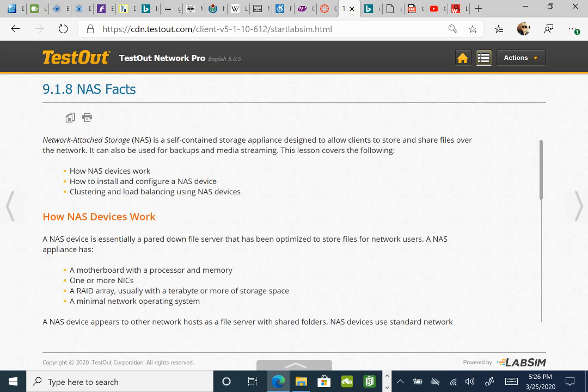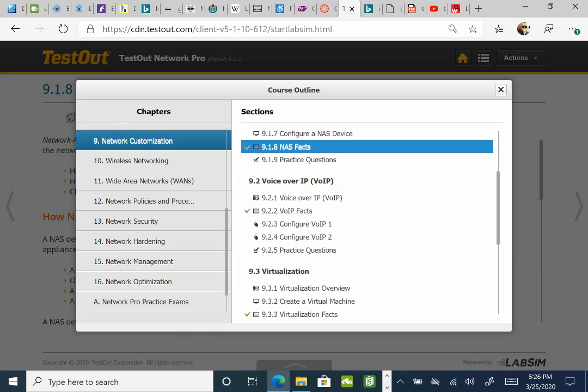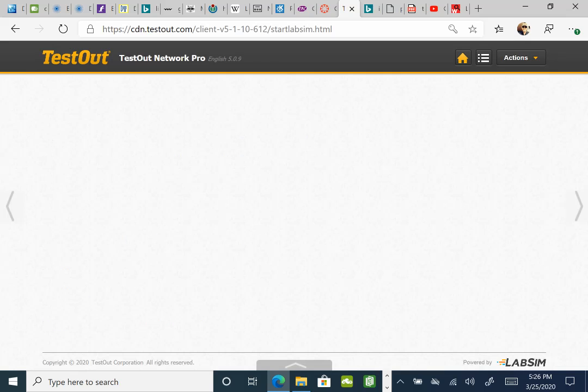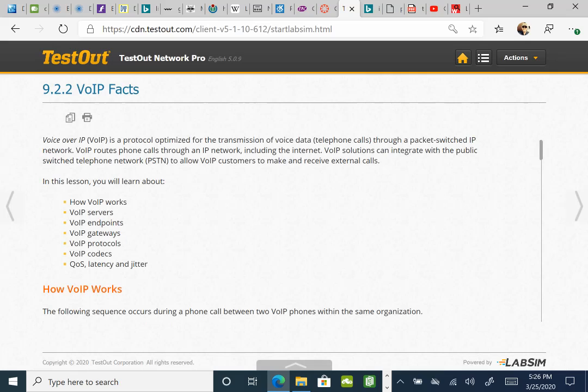Small to medium-sized businesses are going to use them. Medium-sized to large are going to use SANs. Those are very expensive, but very fast. If you were to go into a server farm, right, server farms is not going to have a NAS, it's going to have a SAN network. And server farms, thousands of servers.